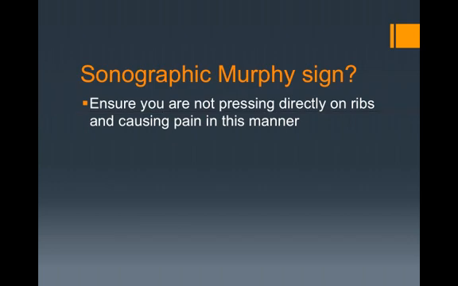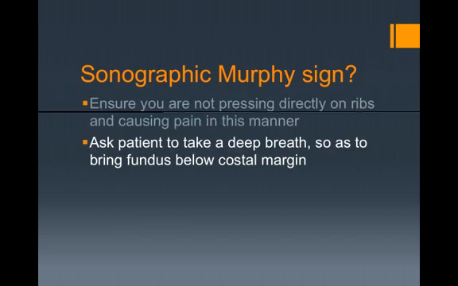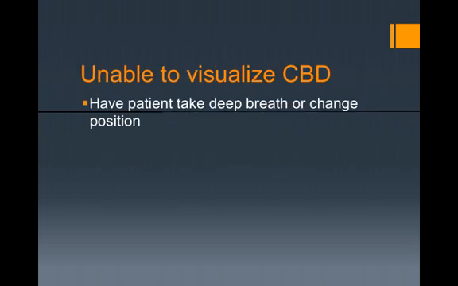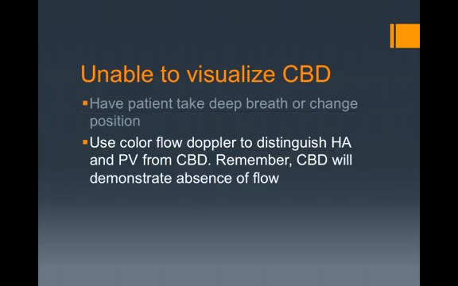What happens if you have a questionable sonographic Murphy sign? First, ensure that you are not pressing directly on the ribs and eliciting pain in this manner. Ask the patient to take and hold a deep breath, again so as to lower the fundus below the costal margin and aid in visualization. Now, if you're unable to visualize the common bile duct, again have the patient take and hold a deep breath or change position. You may also use color flow Doppler to distinguish the hepatic artery and portal vein from the common bile duct. Remember, the common bile duct will demonstrate the absence of flow.